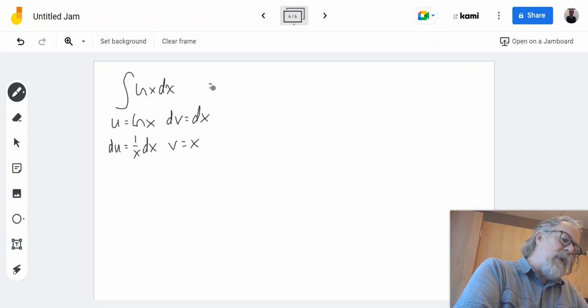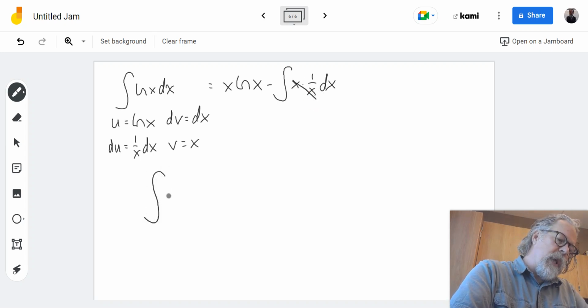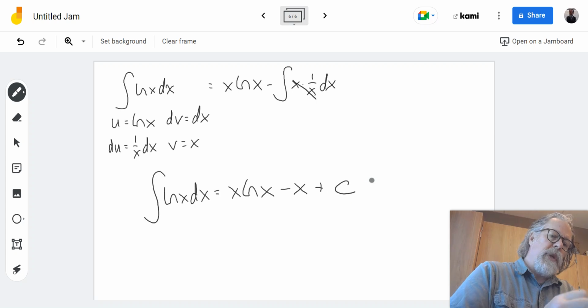So the antiderivative of natural log is u times v, that's x times natural log of x, minus the integral of v du, but that's x times 1 over x dx, which is just the integral of dx, which is just x, which means that the integral of the natural log of x dx is x natural log of x minus x plus a constant.